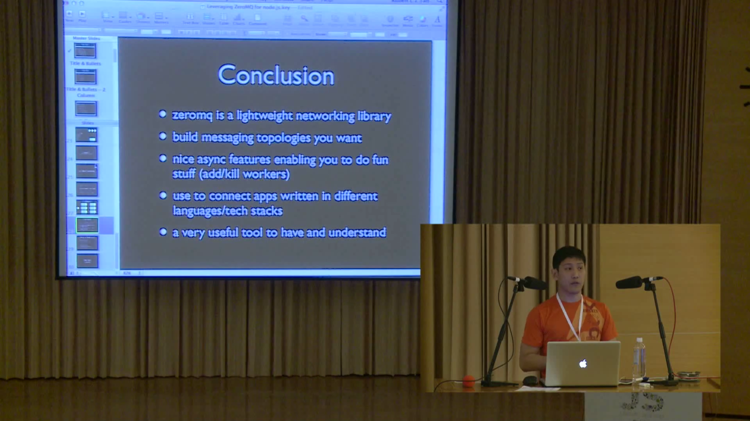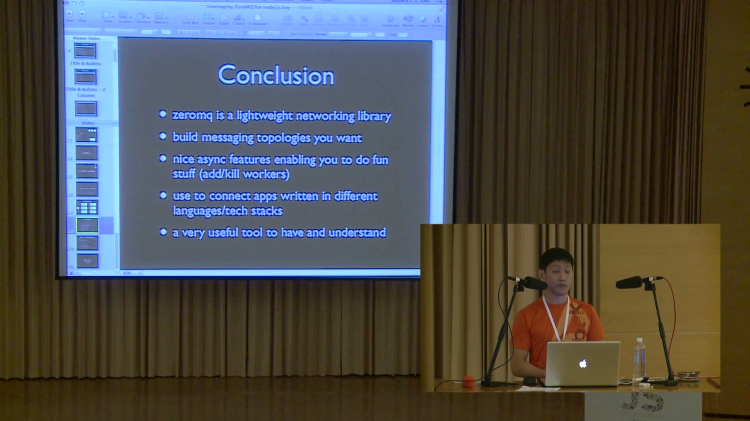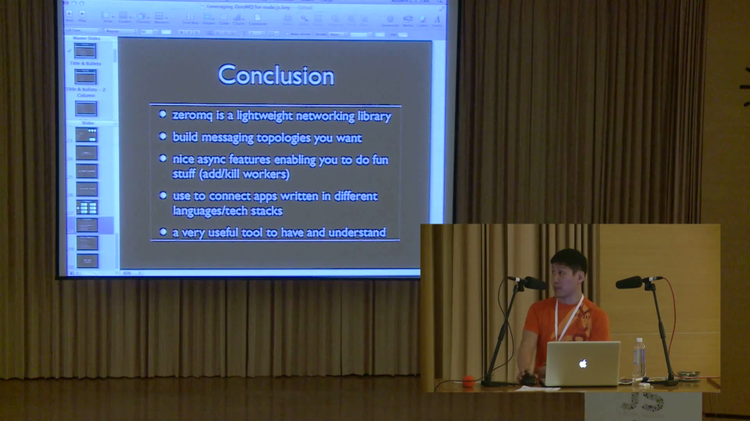So what this means is that if you have certain programs that you can't do in JavaScript, like if you want to do stream processing, video processing and stuff like that, and you want to use a raw C library to do that, you can actually connect them using ZMQ. That is one of the benefits of using this kind of library. The more important thing that ZMQ provides is the second point: to build the messaging topologies that you want.